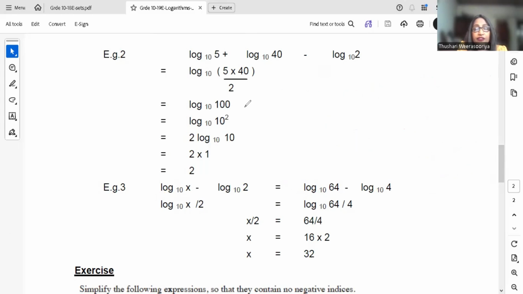I assume you can understand this lesson very well. Now, next part is logarithm part 2. This part is logarithm part 1. Next time we'll do the logarithm part 2.